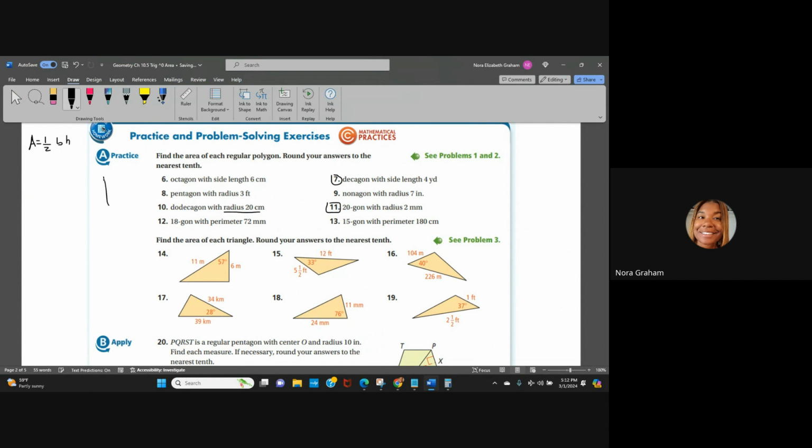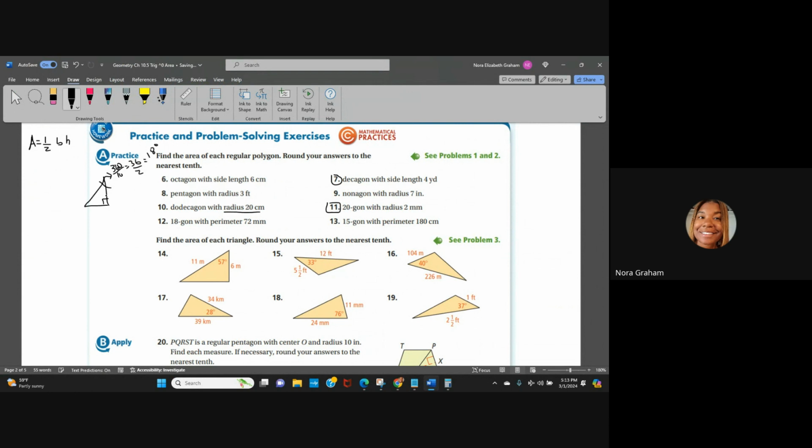First thing I'm going to do is create my right triangle, right? For this one, right off the bat, I'm going to go ahead and just find my angle. I know I'm going to have to do that. So that's 360 divided by 10, which is just going to give me 36. But remember, I have to divide that by 2 because I'm trying to find the angle for my right triangle, not the whole triangle. And then that's going to give me 18.